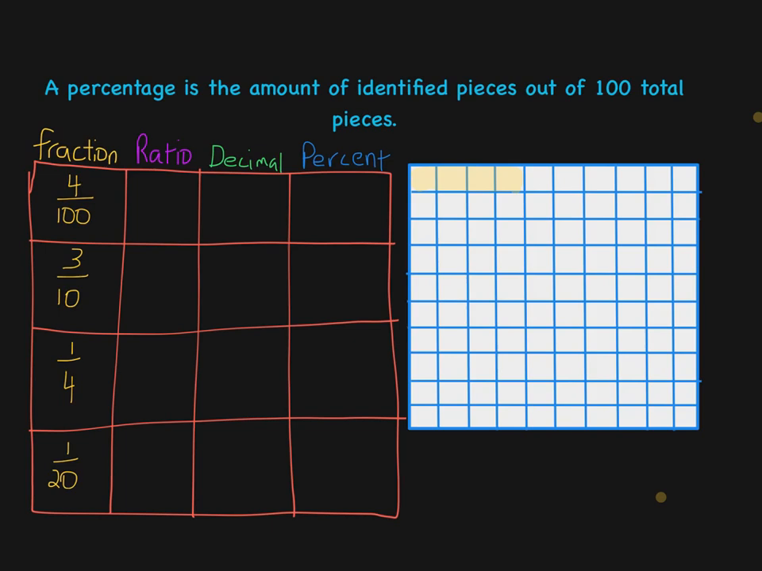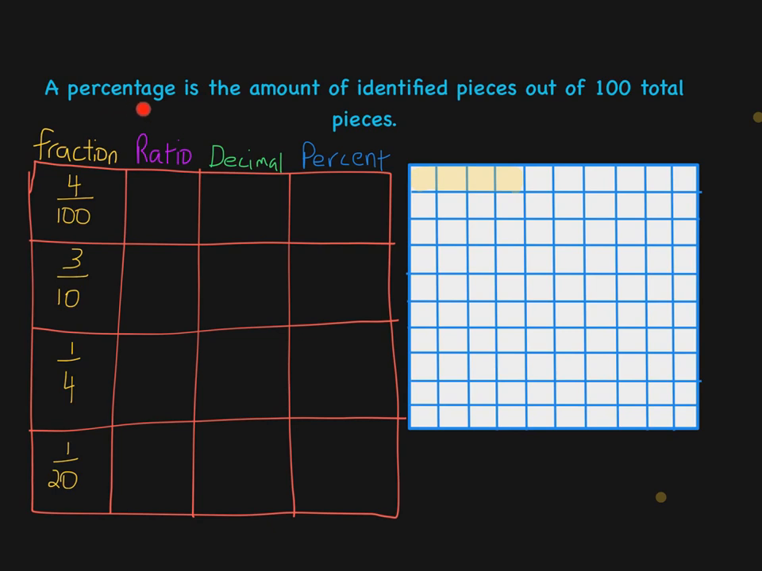So let's start with the definition. A percentage is the amount of identified pieces out of 100 total pieces. So that means a few things. To be a percent, you must have 100 total pieces. So it's out of 100, or at least it's based on our base 10 system, which has hundredths in order to make a whole. As we see here, this model has 100 pieces to make up the whole, and I have 1, 2, 3, 4 of them that are yellow. I can represent that as a fraction as 4 of 100, or we would say 4 hundredths.